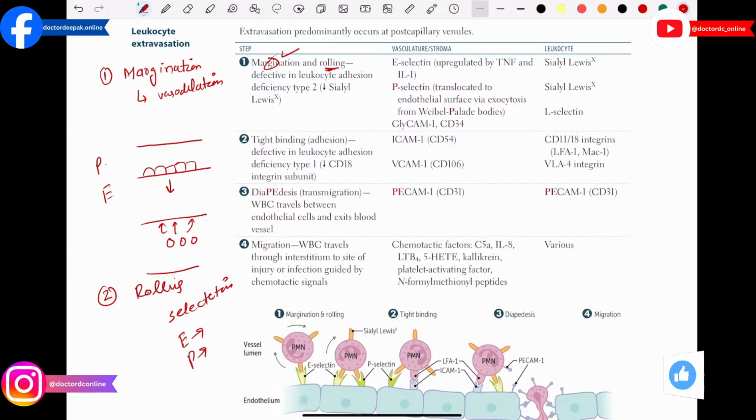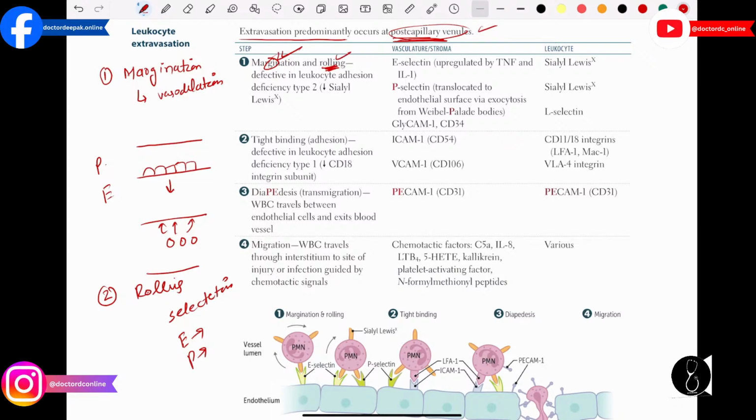Let's try to discuss this first step from First Aid. They mention here that extravasation predominantly occurs at the post-capillary venules. This is an important MCQ. Whenever there is inflammation, when the neutrophils leave the blood vessel, they leave at the post-capillary venule. So what are the steps? The first one is margination and the second is rolling.